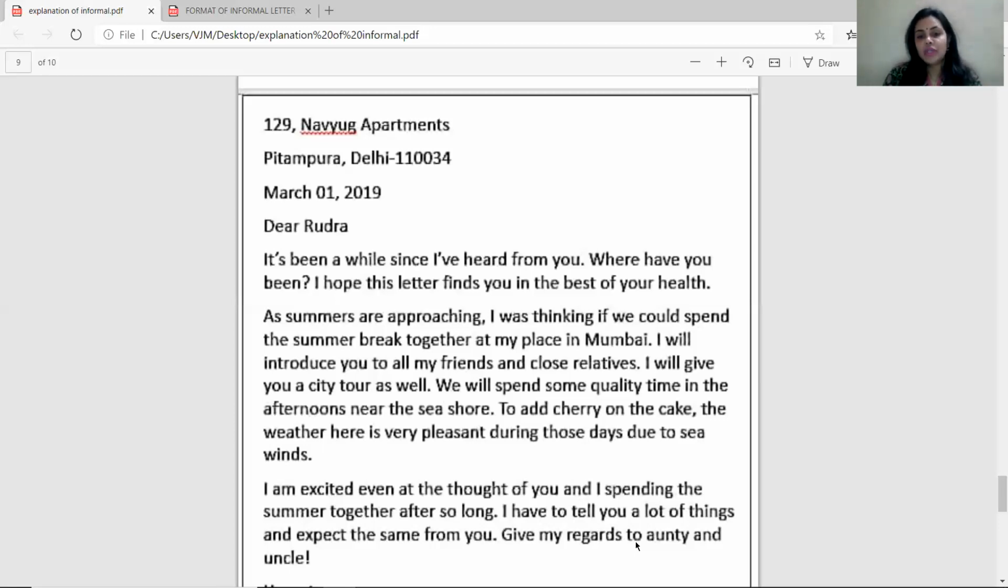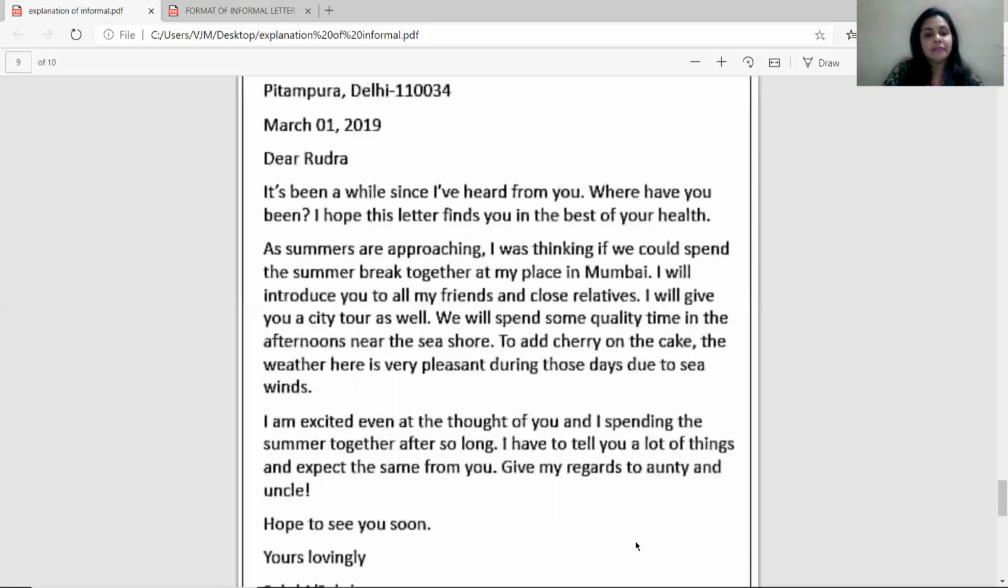As the summers are approaching, I am thinking if you could spend the summer breaks together at my place in Mumbai. I will introduce you to all my friends and close relatives. I will give you a city tour as well. We will spend some quality time in the afternoons near the seashores. In this way, he has elaborated what he is planning if his friend Rudra comes to stay with him in the summer breaks or summer vacation. Right? Look at the last paragraph.